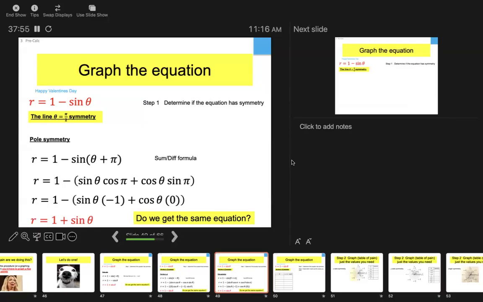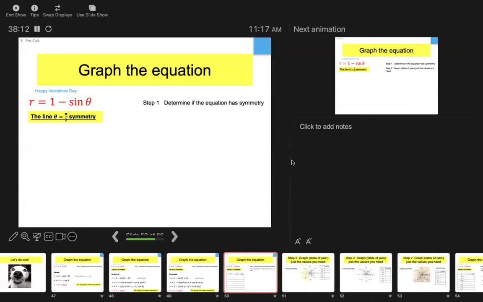Well, if we have one symmetry, should we assume that we don't have the others? You've got to be careful because it depends upon the shape. A circle centered at (0, 0) will have all symmetries. So you can have one symmetry, no symmetry, or multiple symmetries. In this case, we only have one symmetry, and that's pi over 2 symmetry.